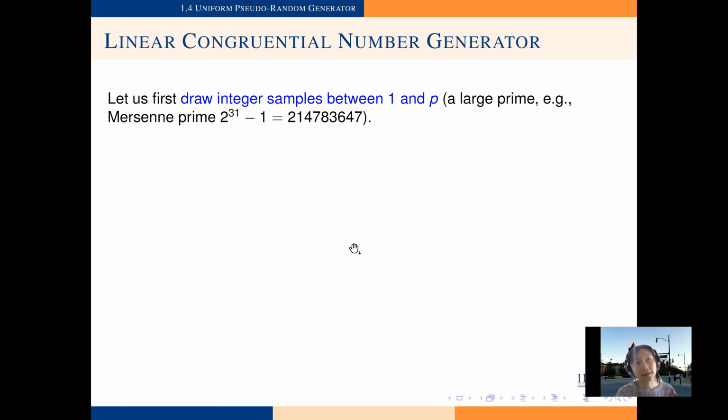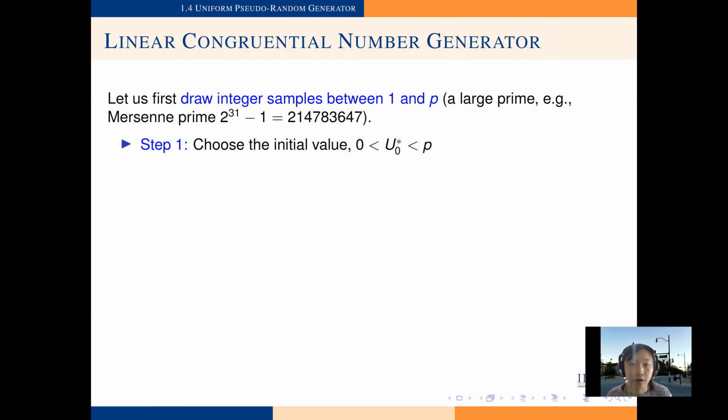So instead of considering drawing something between 0 and 1, let us first consider drawing integer samples between 1 and p, where p is a very large prime, such as the Mersenne primes, which are of the form 2 to the power of something minus 1. For example, 2 to the 31st power minus 1, which is a really large prime number, may be used as p.